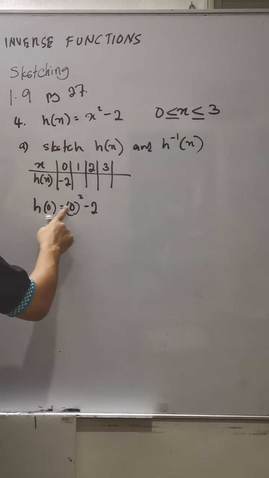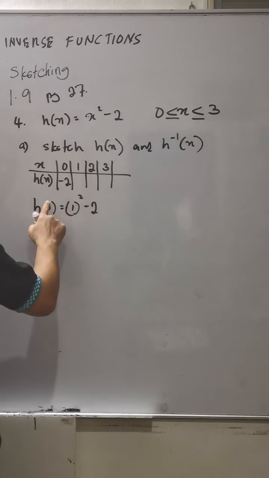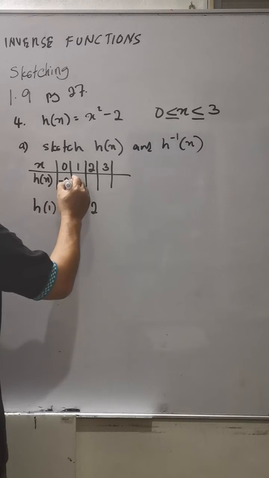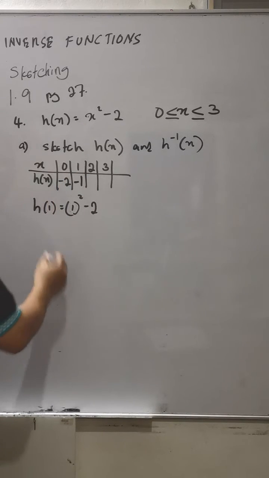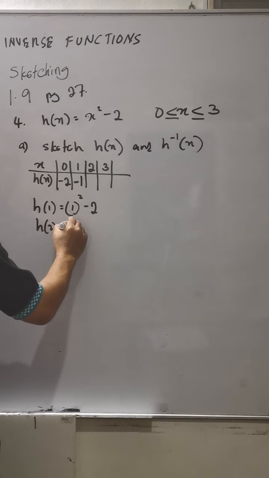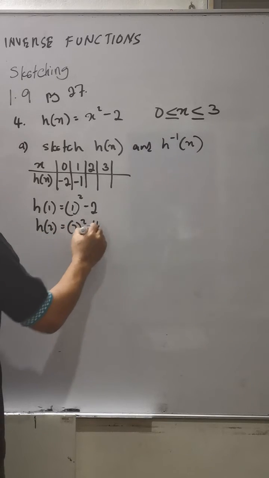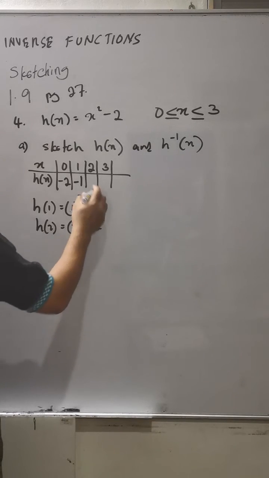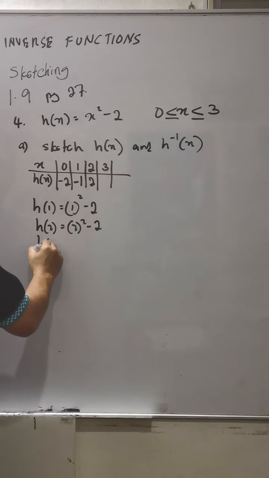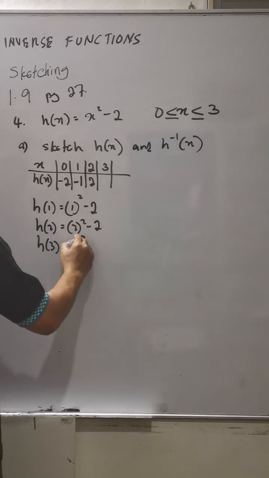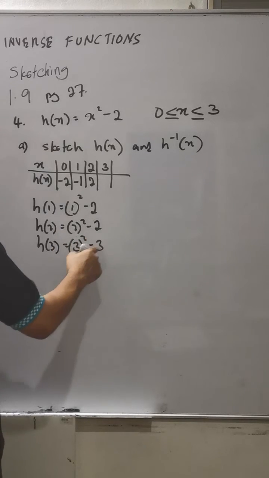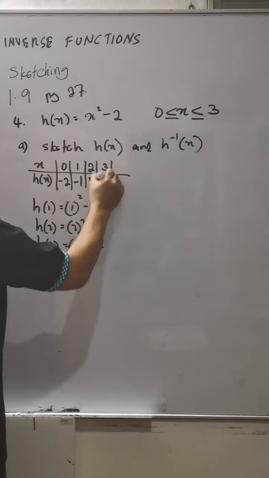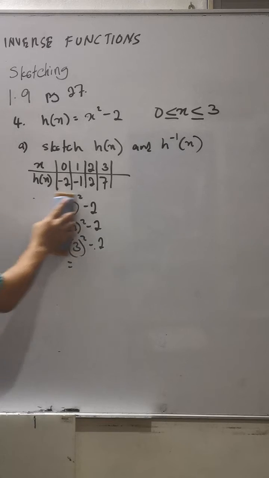If we replace x with 1, 1 squared is 1, minus 2 will be negative 1. If we replace x with 2, 2 squared is 4, minus 2, 4 minus 2 will be 2. h(3), 3 squared minus 2, 9 minus 2 will be 7. Okay, so we have the table.